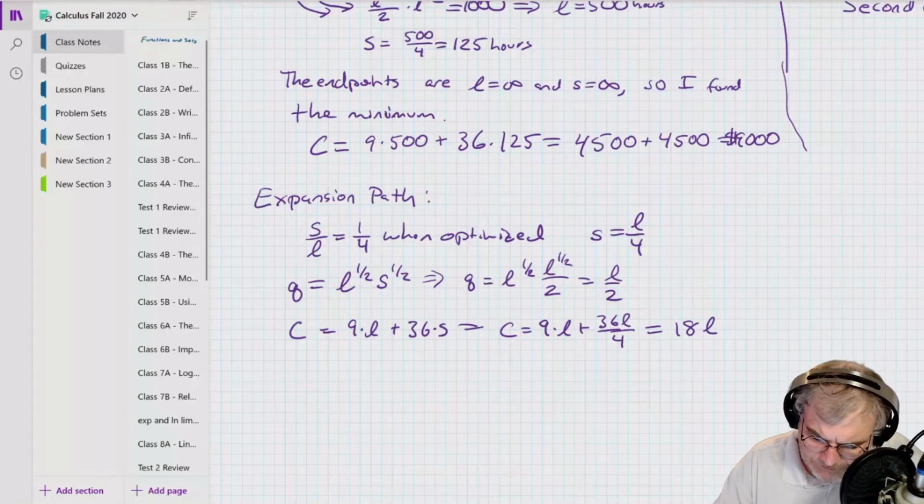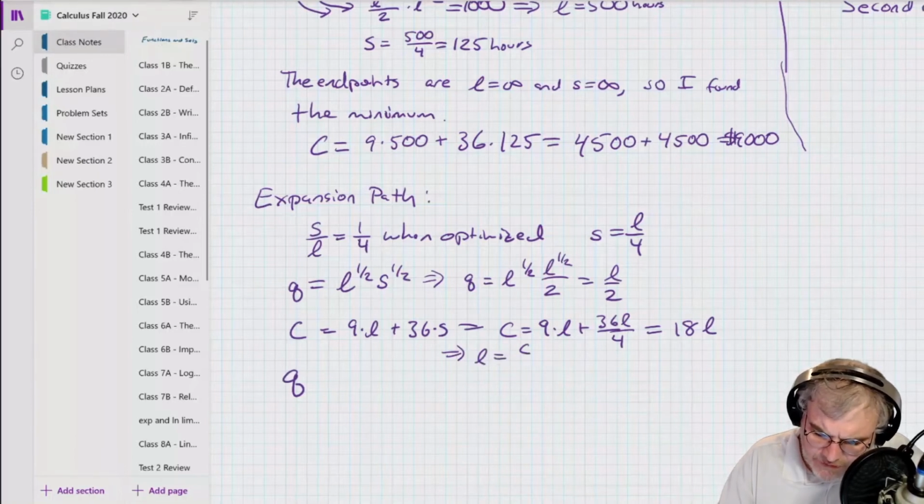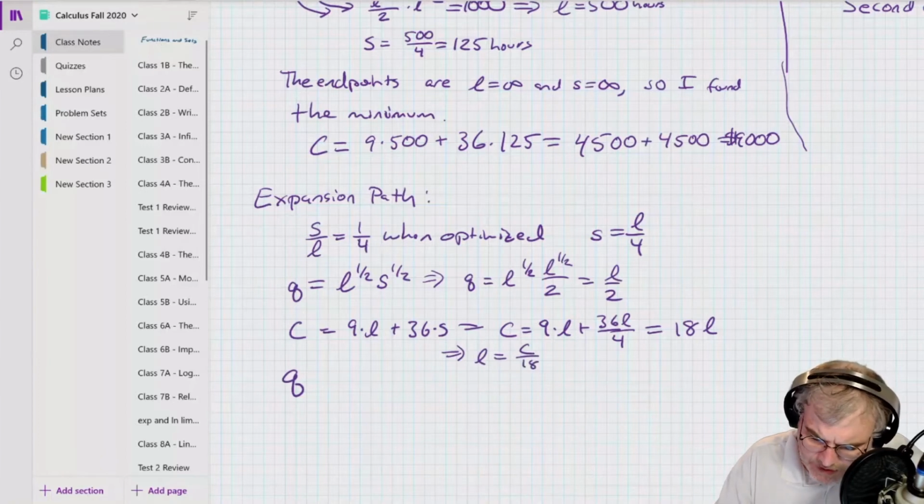Okay? So now I take this equation here. I'm going to solve this. So that means here that C equals... No, I don't want C there. I want L equals C over 18. So I'm going to get Q, and then I sub this. So I take this equation and combine them.